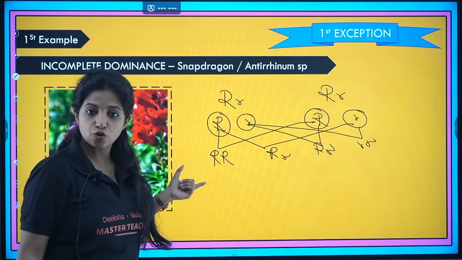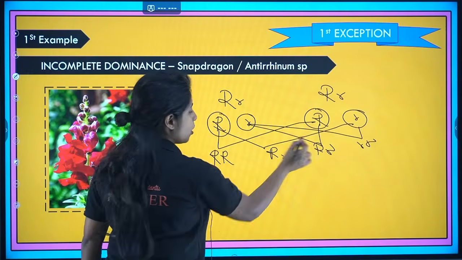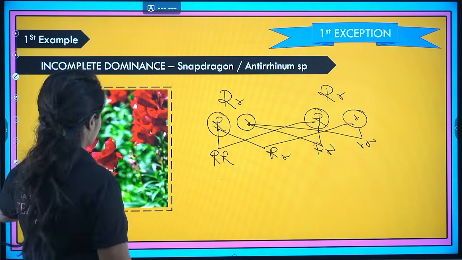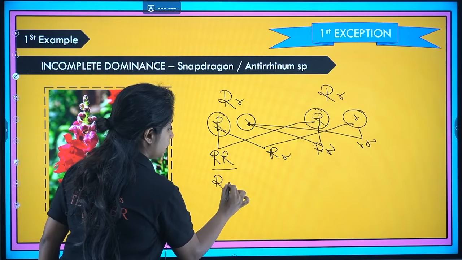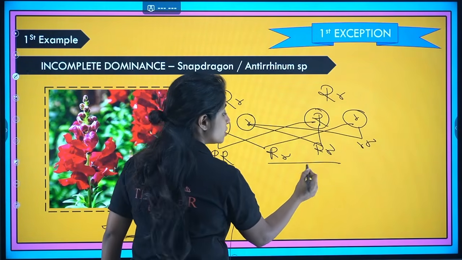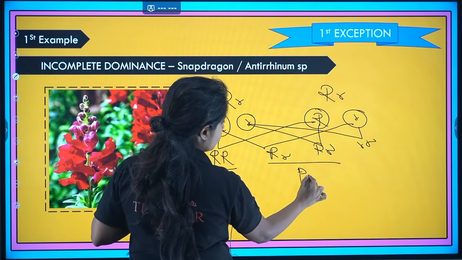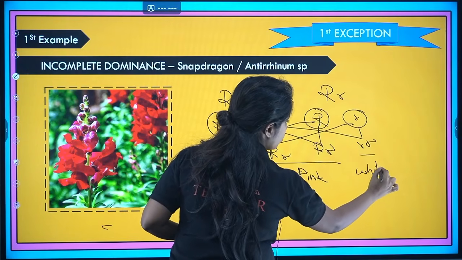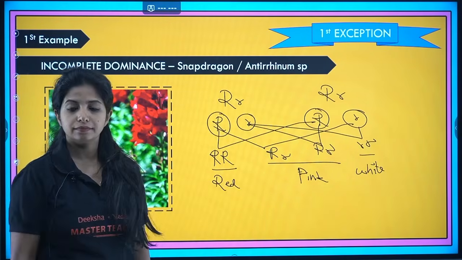Three of them should be red. Why? Because you have the dominant allele over here, right? But you know what? Again, a shocker came into the picture. This was definitely red. These two were still pink. What about this one? This was white, because there is no dominant allele, it is small r, small r.